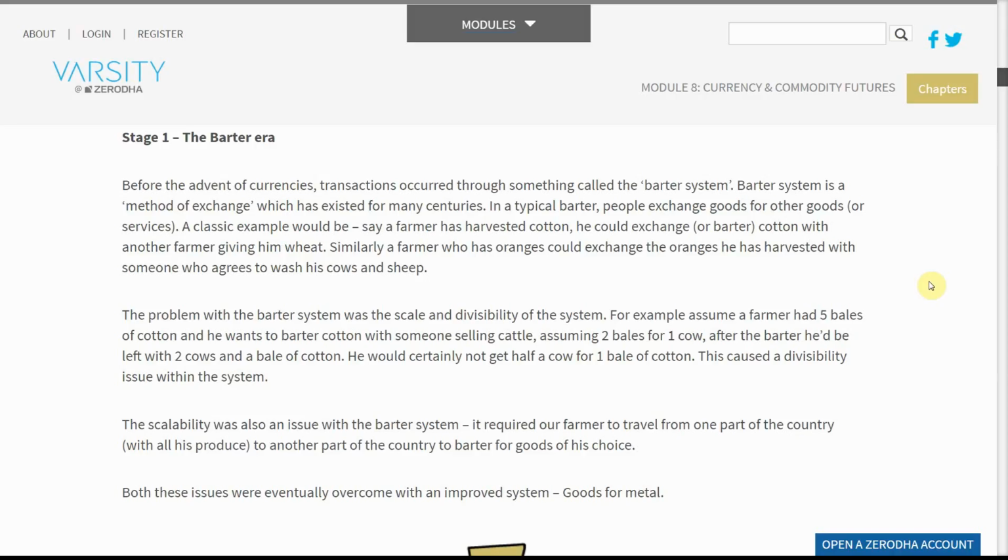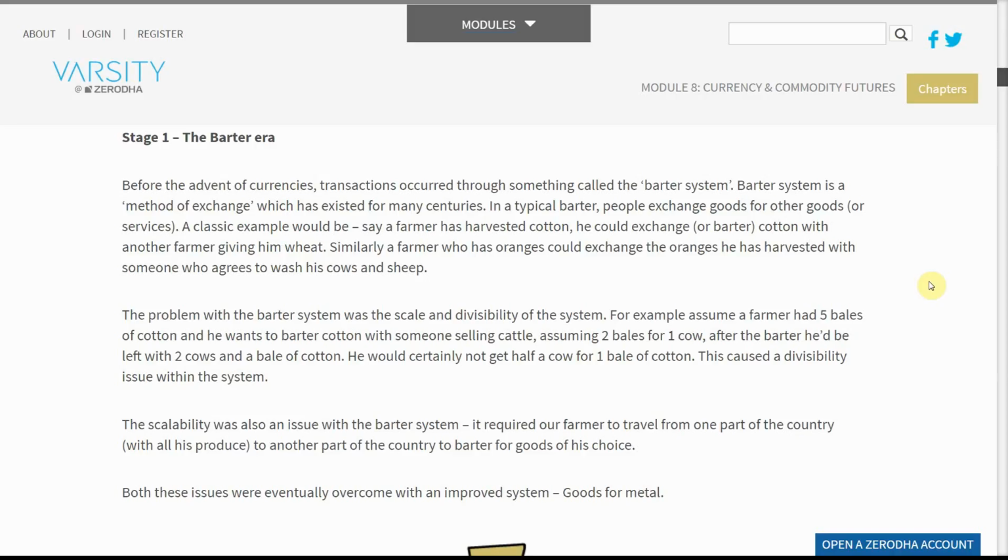Similarly, a farmer who has oranges could exchange the oranges he has harvested with someone who agrees to wash his cows and sheep. The problem with the barter system was the scale and divisibility of the system. For example, assume a farmer had 5 bales of cotton and he wants to barter cotton with someone selling cattle, assuming 2 bales for 1 cow. After the barter, he'd be left with 2 cows and a bale of cotton.